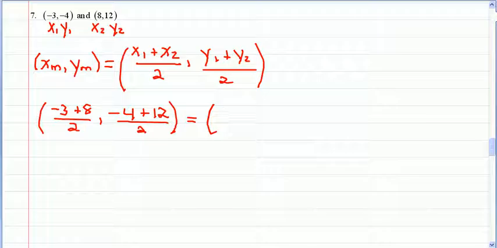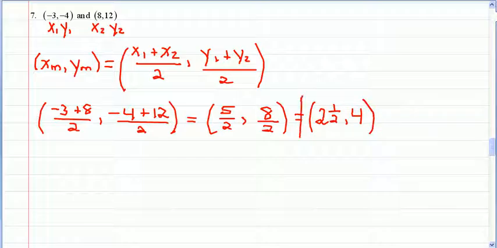Negative 3 plus 8 is 5. Negative 4 plus 12 is 8. And when we get to simplifying 5 over 2, you could leave it as 5 over 2, but I'll write it as 2.5. And 8 over 2 is 4. So the midpoint is 2.5, 4.